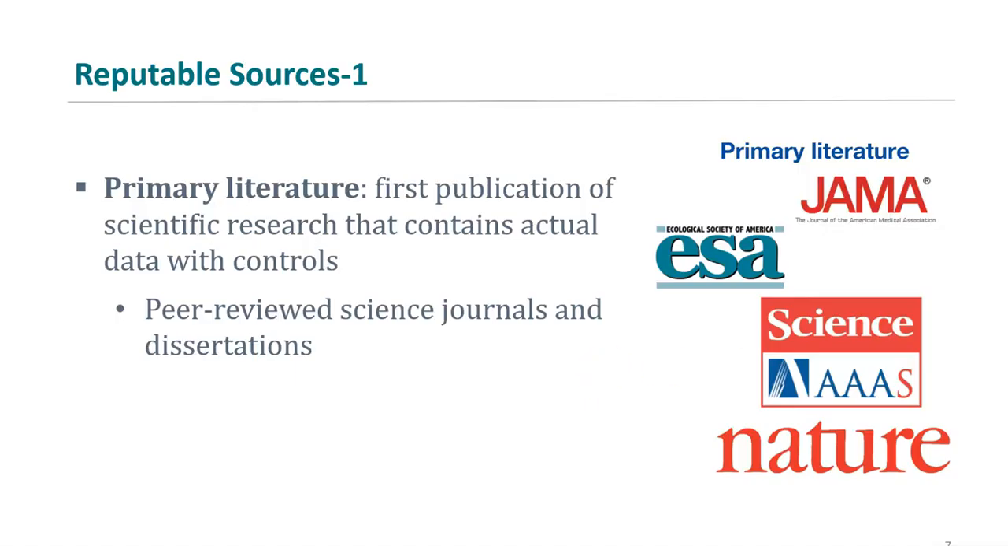So we also want to look at the source of the scientific claim. All right, so where does this information come from? So we can look at what we call primary literature and secondary literature. So primary literature is basically where that information was first published. So if it's scientific research, it's going to be typically published in a peer-reviewed scientific journal.